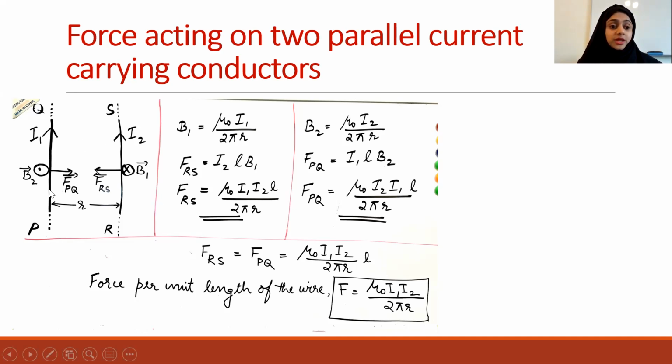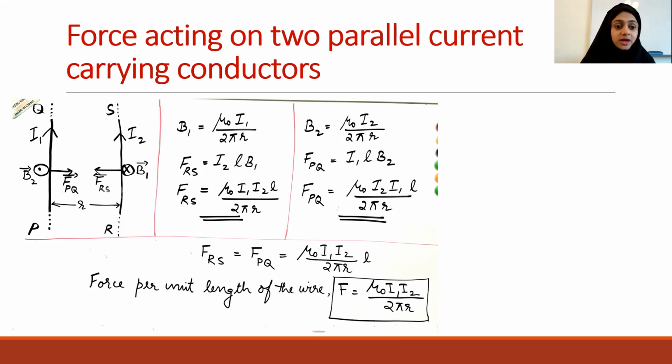Let us take this wire PQ carrying current I1. We know that a current carrying wire produces a magnetic field around it. Now, how will we find the direction of the magnetic field? We have to use our right hand thumb rule. So, I'm holding my right hand here and I'm pointing my thumb in the direction of current I1 passing through PQ. So my fingers will curl.